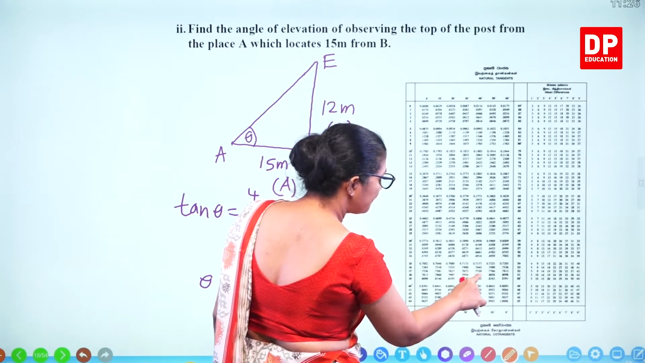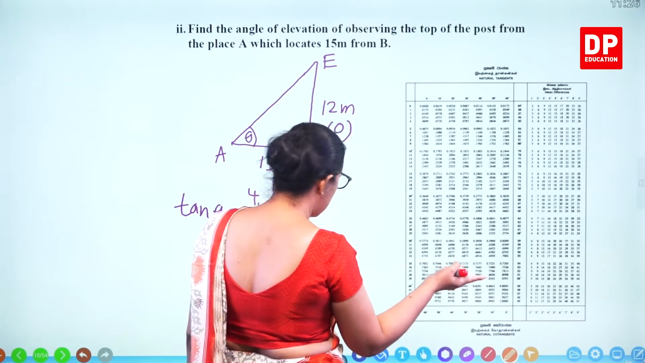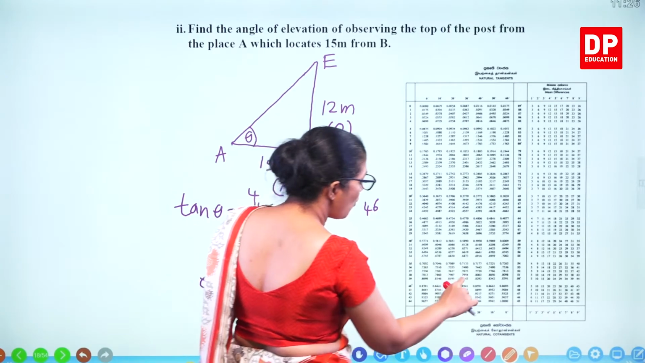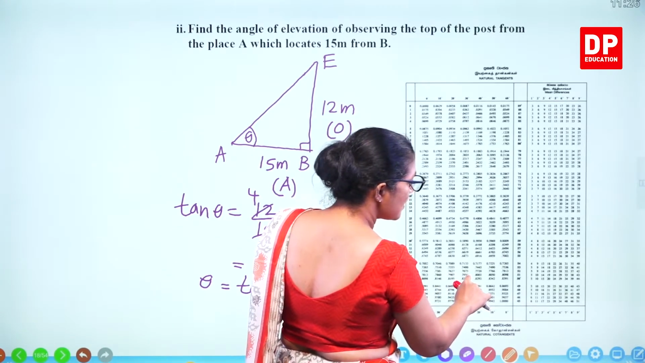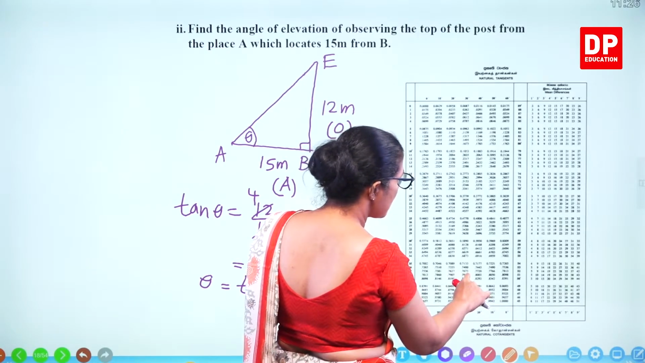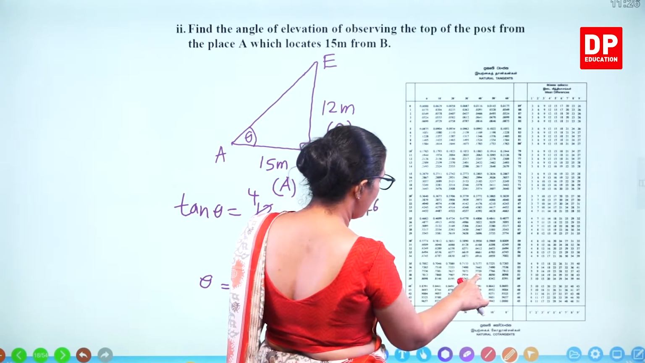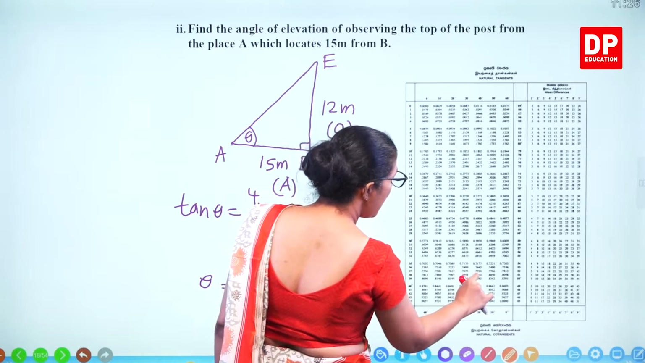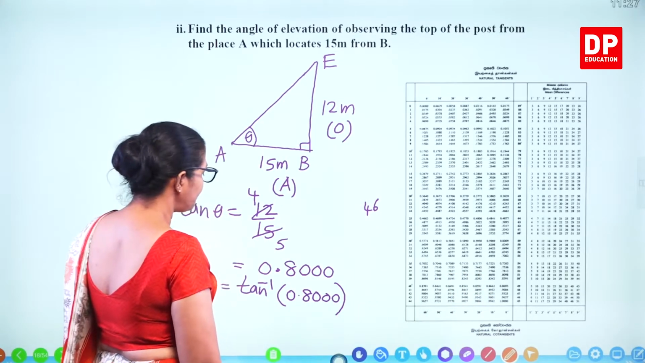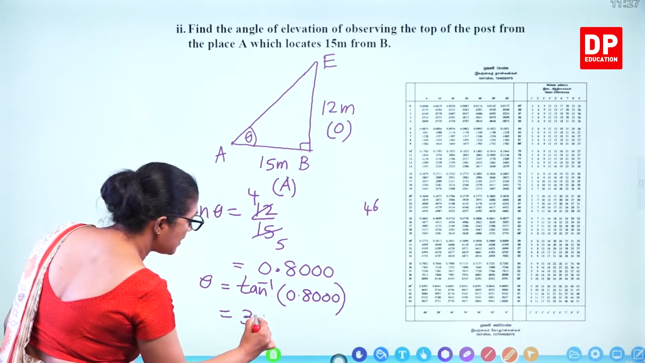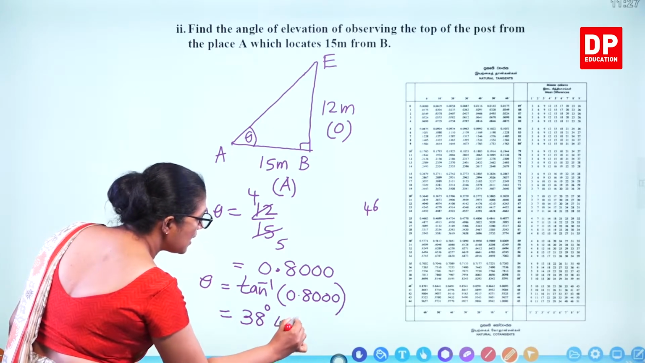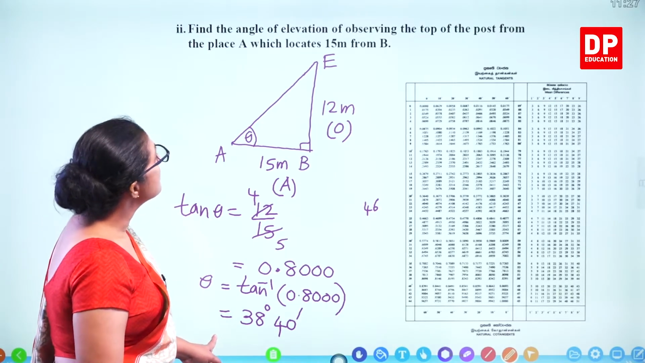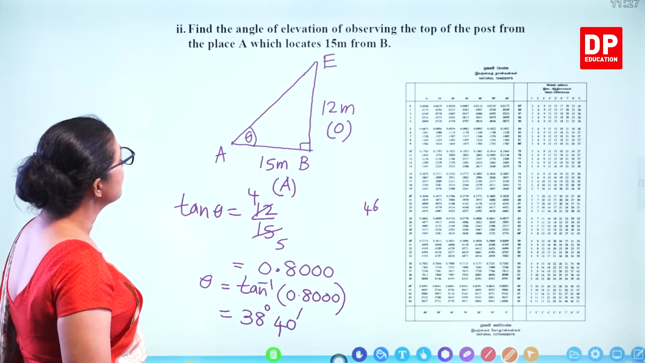Not 2 is there. If this is 54, to get this one you need 6. So 46 more if you are taking this one, 46. So not getting 46. So it's better to take this value. Only 2 away from that. So 38, 40. 38 degrees and 40 minutes. So that's the angle of elevation.